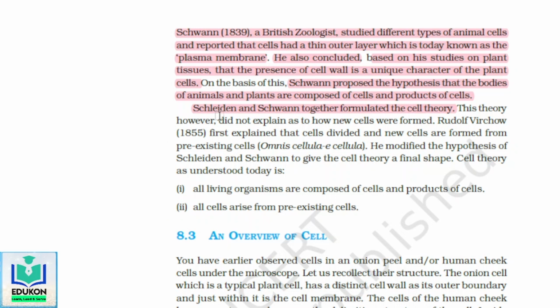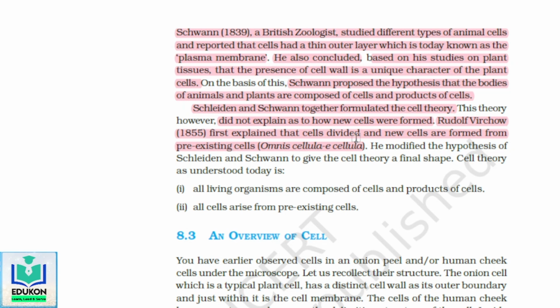This theory, however, did not explain how new cells are formed. Remember this point. We will be having a question on it that I will tell you later. So Schleiden and Schwann together formulated the cell theory, but the theory doesn't explain how the new cells are being formed. Again in 1855, another scientist, Rudolf Virchow, first explained that new cells are formed from pre-existing cells.